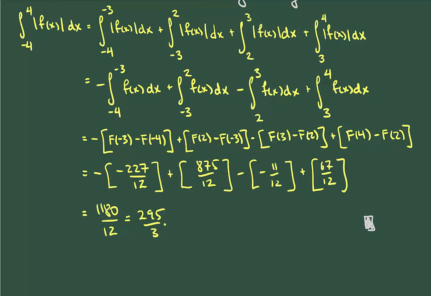So pretty much no matter what way you decide to do this, you're going to have to break the function up into the domains where it's positive and negative. But once you've done that, you can find the total area under the graph.